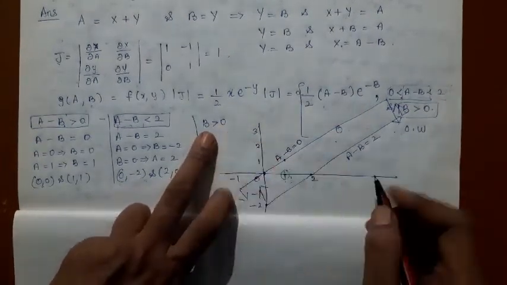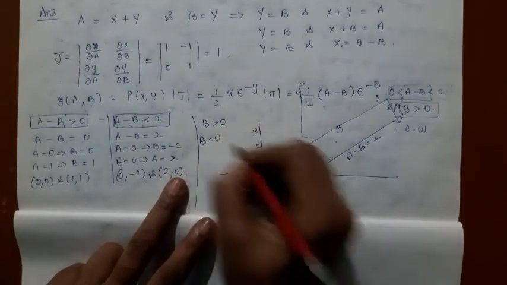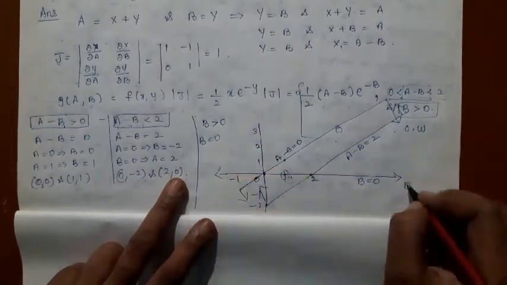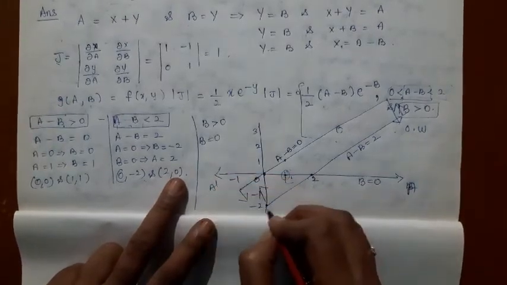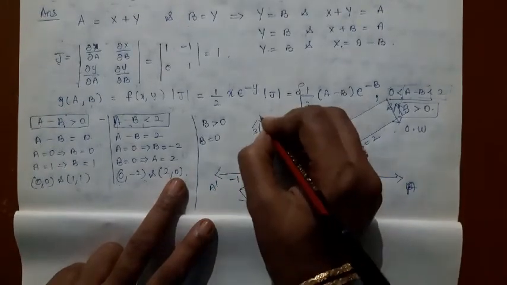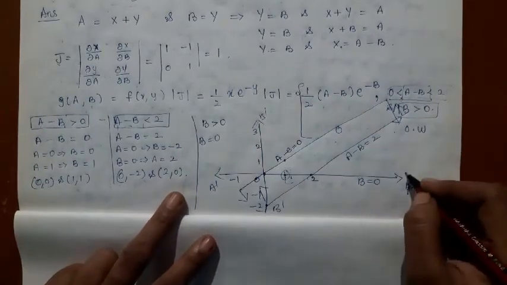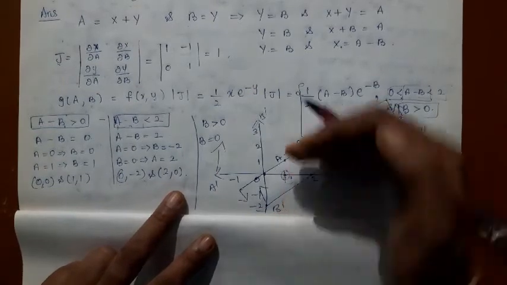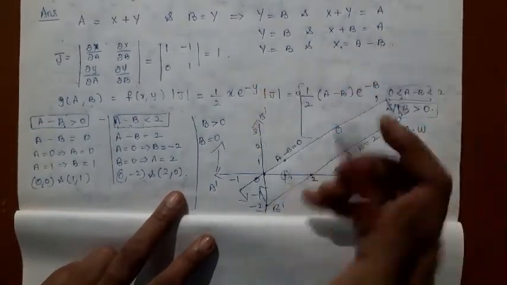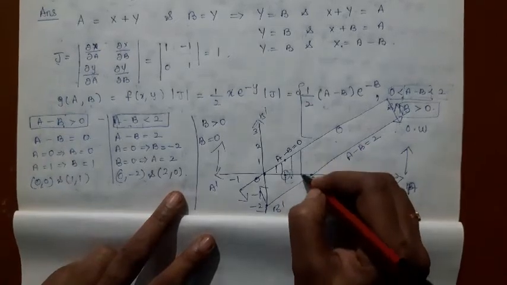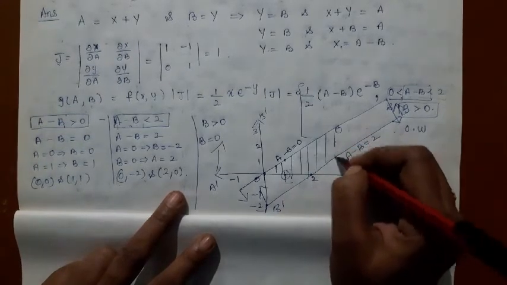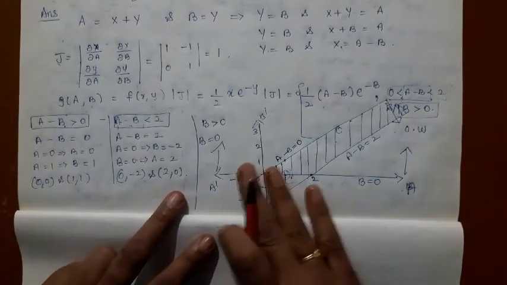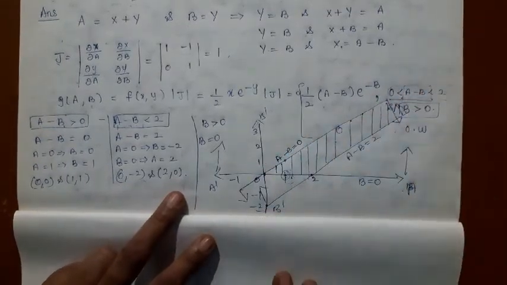And b greater than 0. So what is the equation first? B is equal to 0. This is your b axis, this is your a axis. A axis is b equal to 0. B greater than 0 means this area. So you need the points below this line, above this line, and above this line. So this is your region. So this is the region of integration.